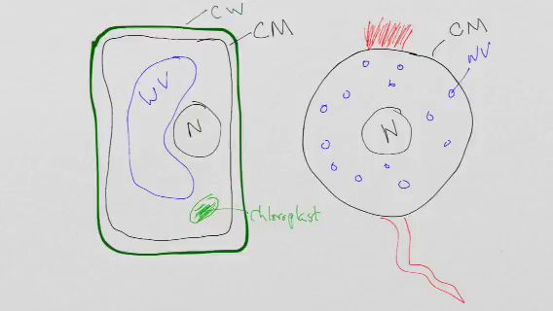Animal cells can do that. Plant cells cannot. Plant cells have an inability to locomote. Therefore, they will not have organelles that allow for locomotion, for movement like that.